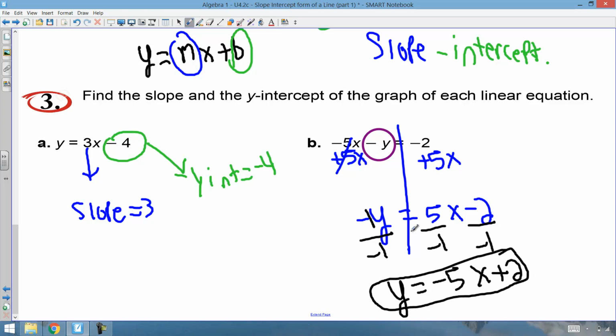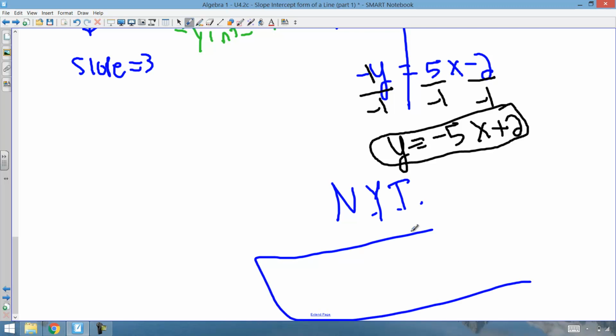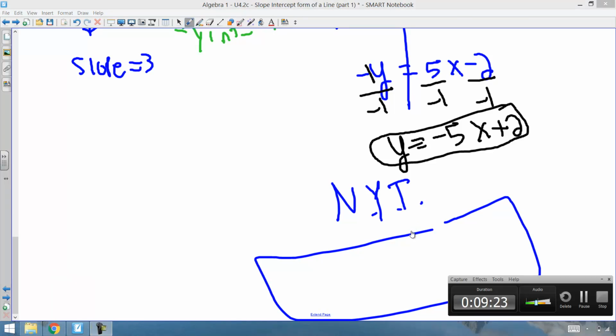But that wasn't quite what the question was asking. It was asking what was the actual slope and what was the actual y-intercept. So now you try to tell me what the slope and the y-intercept are. Okay, I want you to write the slope and the y-intercept for this line. It's already in form, so it shouldn't be too bad. Pause the video and give that a shot.